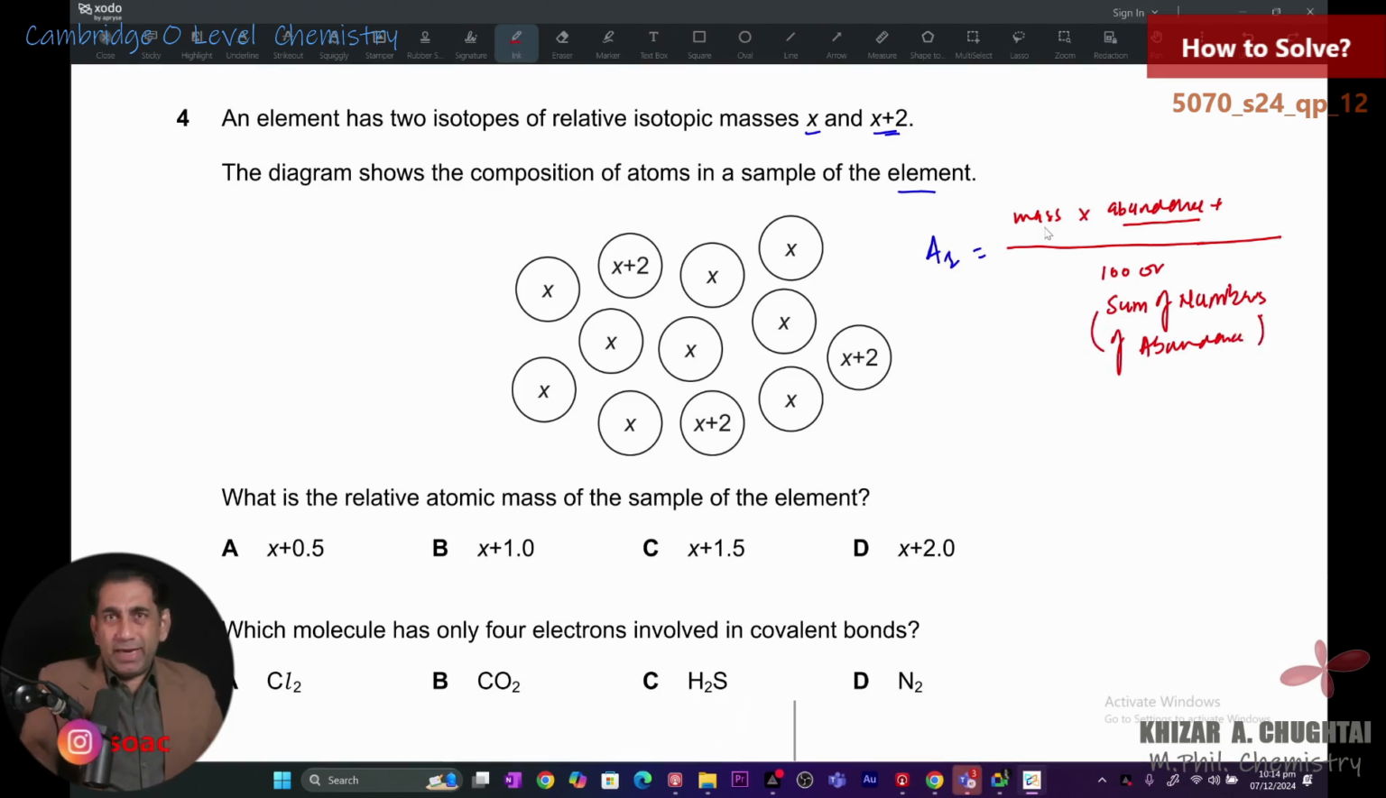So mass of one isotope, let's suppose it is X, times its abundance, plus mass of the other isotope, let's suppose it is X plus 2, multiplied by its abundance, divided by the sum of total abundance. That is basically what is called average mass.